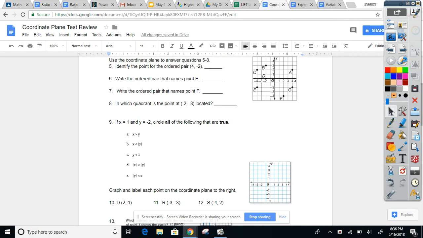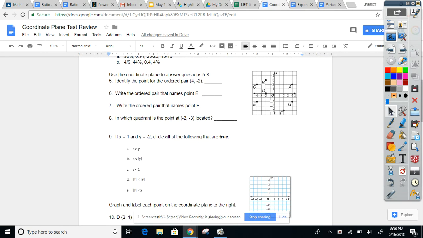Okay. Number 5, it says use the coordinate plane to answer the questions 5 through 8. Identify the point for the ordered pair for -2. The big thing about coordinate planes is to remember I run before I jump. I have to run across the x-axis and then I'm going to jump on the y-axis, okay? So I'm going to run +4 and jump -2. Which one lines up with that? You're going to tell me which point matches.